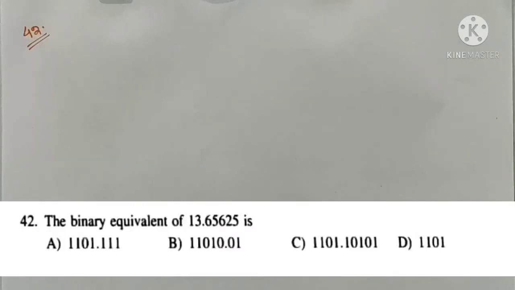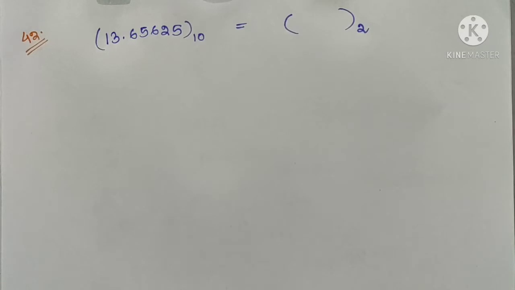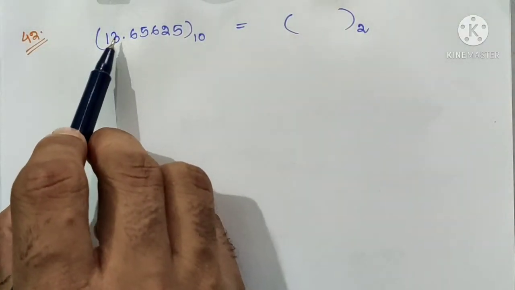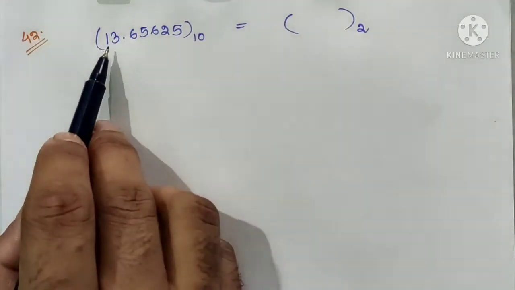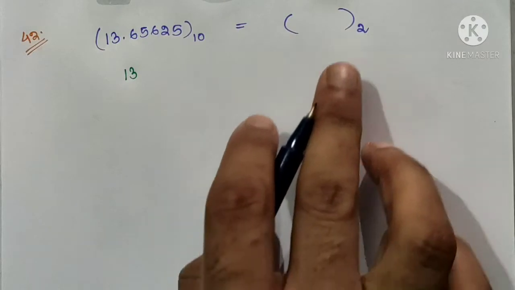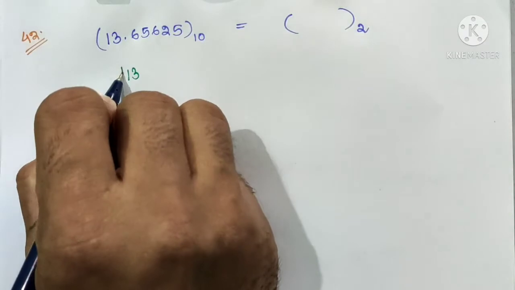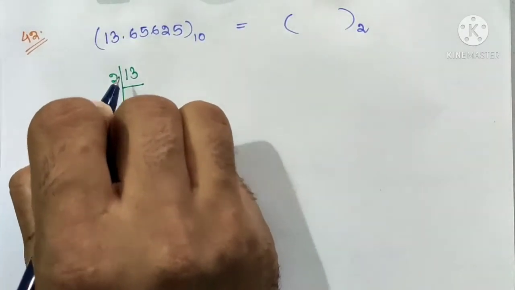Question number 42. The binary equivalent of 13.65625 is. Decimal number is given, we have to convert it into binary number. So, as we know, to convert any decimal number into any number system, we have to divide the number before decimal, that is 13, with the base of the target number system. Here the target number system is binary and the base of the binary number system is 2. So we have to divide this 13 with 2 and find the remainder.